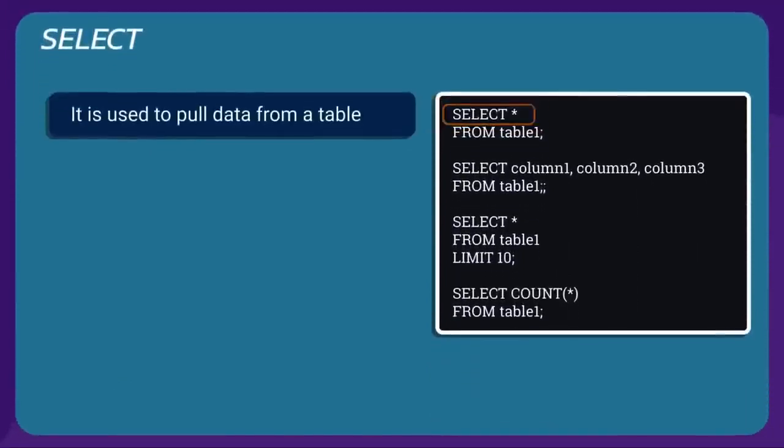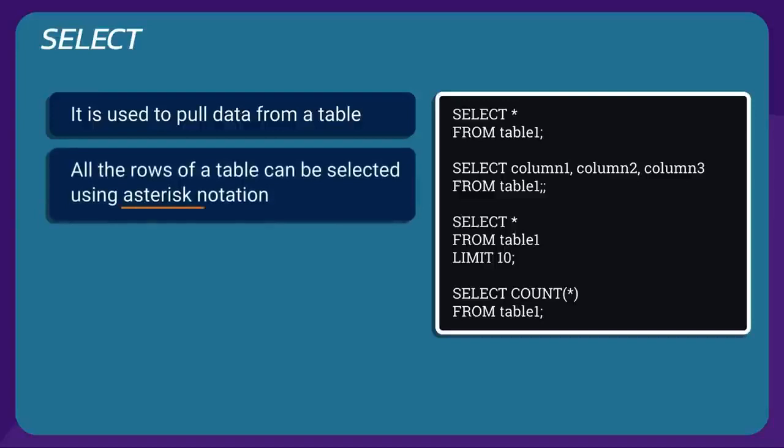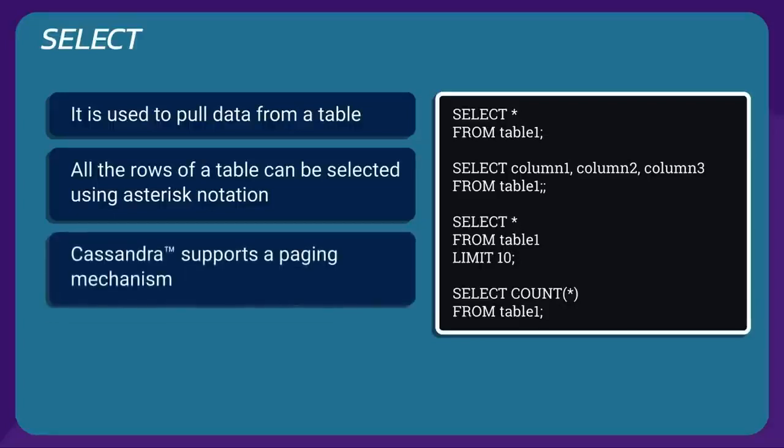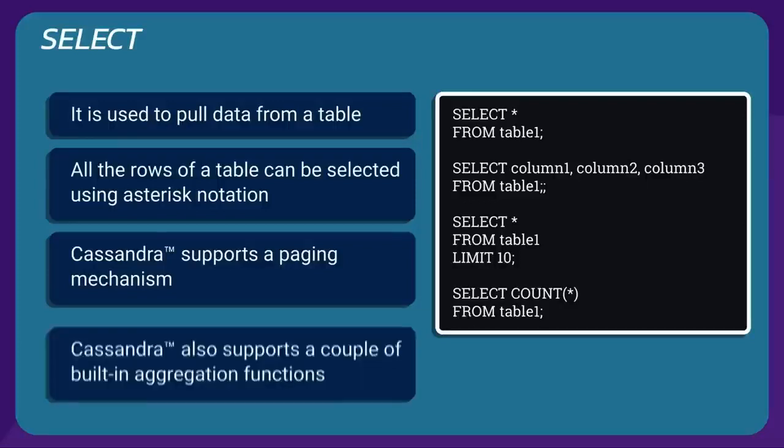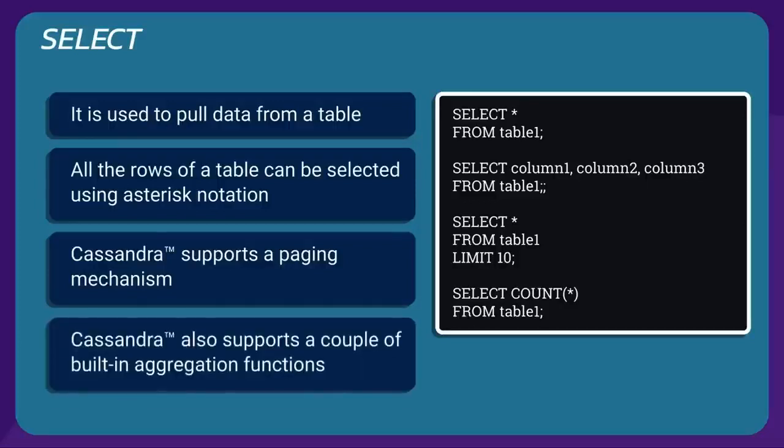The CQL select command is used to read data from Cassandra tables. Selecting all the rows of the table using an asterisk notation causes Cassandra to perform a full table scan. This could be very expensive on a table with a large number of rows. Instead, use the limit keyword to get a subset of the rows. Cassandra also supports a paging mechanism, which indicates specific columns we desire to read by name or uses the asterisk to indicate all columns. Cassandra also supports a couple of built-in aggregation functions such as the count function. For counts on larger tables, you may want to consider using the Spark part of DataStax Analytics.